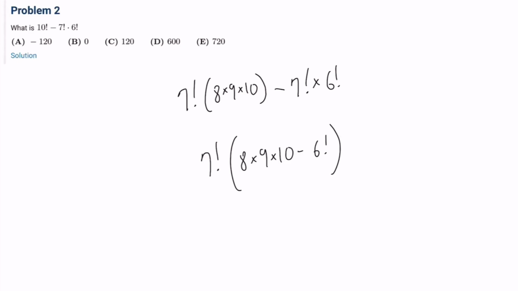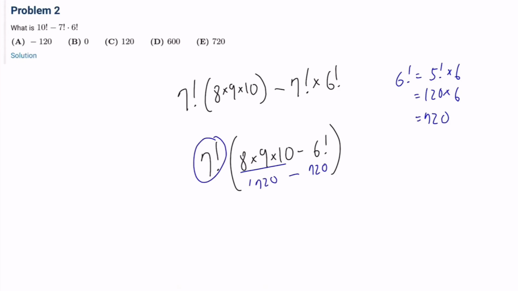If you're like me, you've memorized 6 factorial, that's 720. And if you don't know, 6 factorial is just 5 factorial times 6, right? So it's going to be 120 times 6, which is 720. But then incidentally, this is also 720, right? So it's 7 factorial times 720 minus 720, which is 0. So it's 7 factorial times 0 equals 0, and that's the answer.